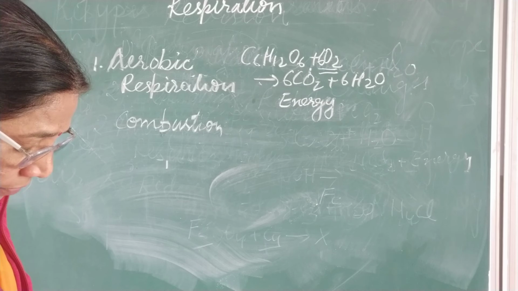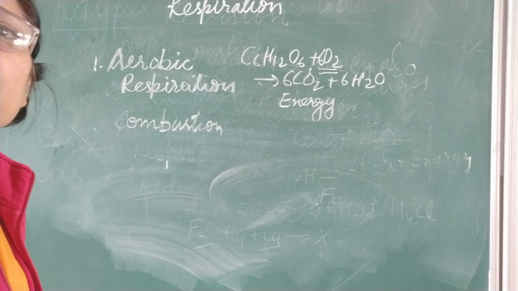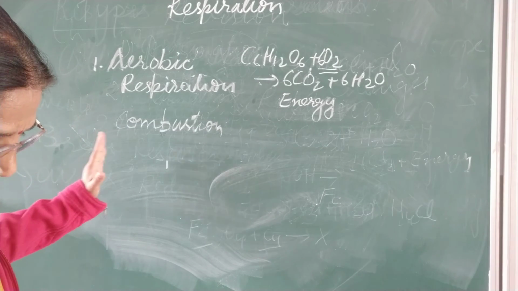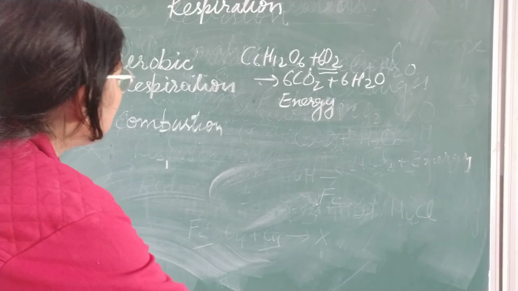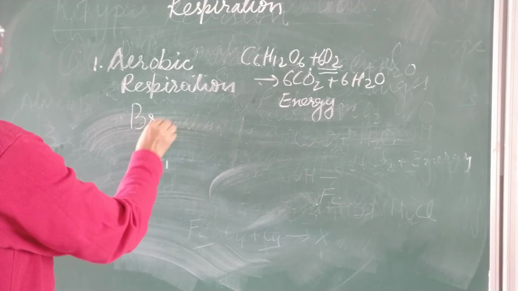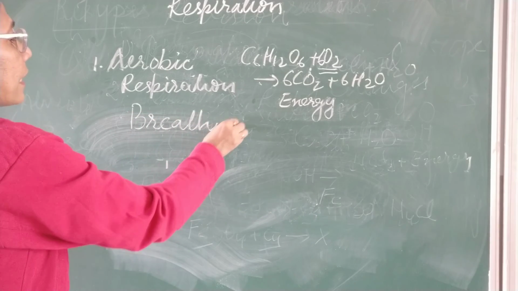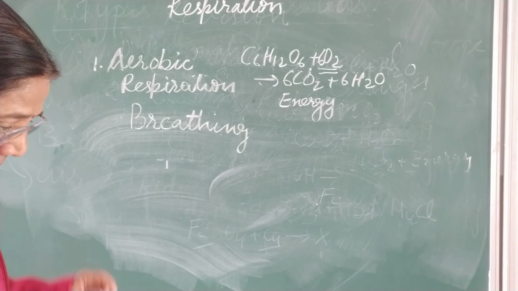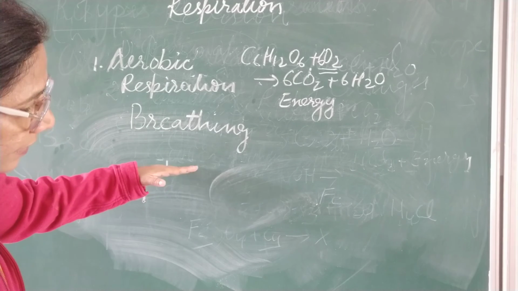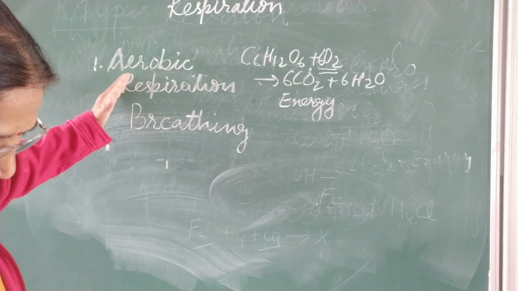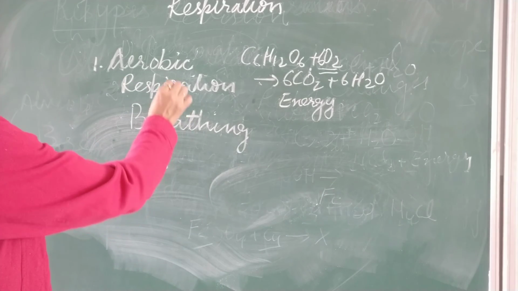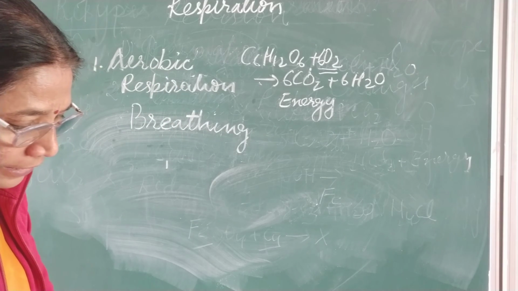Now one more thing I would like to tell you. What is the difference between breathing and cellular respiration? Breathing is a physical process, and respiration is a chemical process. Breathing takes place outside the cell, like in the nostril. Respiration takes place inside the cell. In breathing, no energy is released, but in respiration, energy is released.